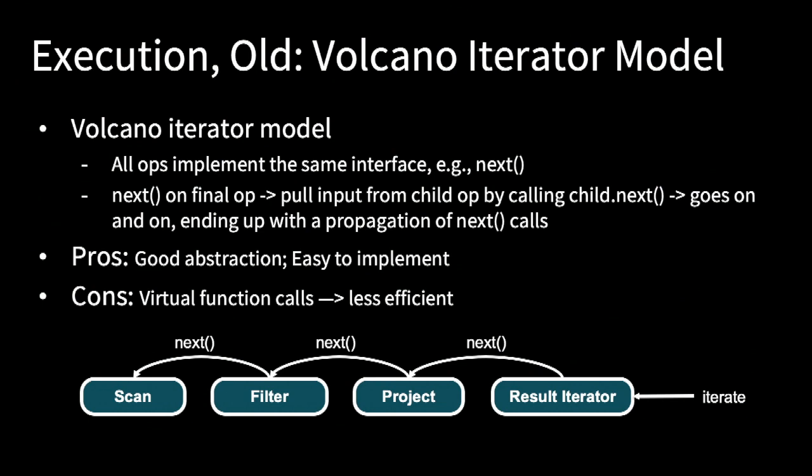To obtain the query output, the execution calls the next method on a final operator, and that one in turn calls next on its input operator, and it goes on, and eventually we end up with a propagation of the next calls. A good thing about this model is that the abstraction is very flexible. It's super easy to understand and very easy to implement too. But this benefit also comes with a big downside, which is the lack of efficiency caused by this big number of virtual function calls.